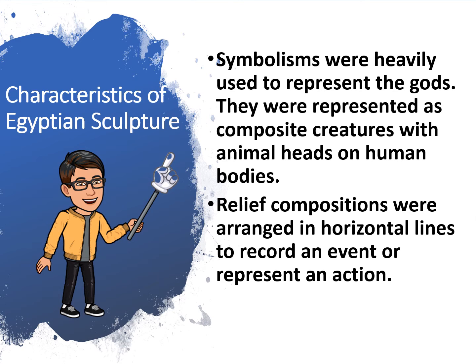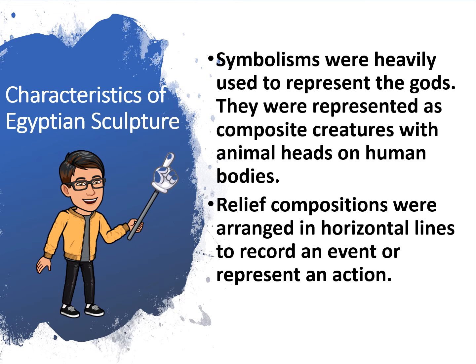What are the characteristics of Egyptian sculpture? Number one, symbolism were heavily used to represent the gods. So, yun nga, katulad kanina sinabi, no? So, symbolism yung kanilang significance, yung kanilang sculpture. And it is used to represent their gods, yung kanilang Diyos, no? Yung gods nila. They were represented as composite creatures.